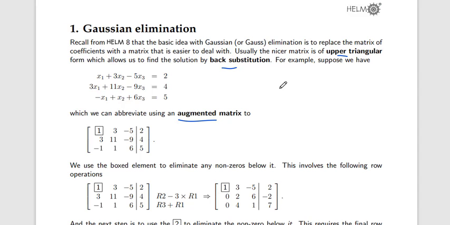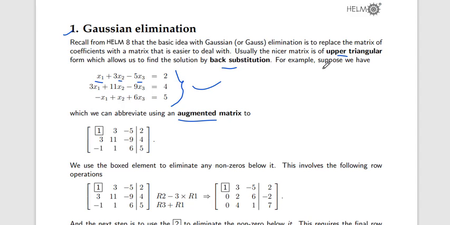Let me start first of all with an introduction to Gaussian elimination. In the last lecture we have already discussed it, but let's start with a revision of Gaussian elimination. Here there are three linear equations and three unknowns, x1, x2 and x3. We want to find the values of x1, x2 and x3 with the help of the Gaussian elimination method.